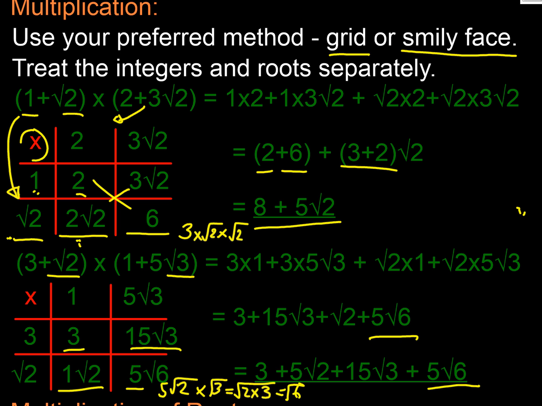Yeah, so here ultimately we end up with 3 different irrational parts. We've got a root 2 part, we've got a root 3 part, and we've got a root 6 part.